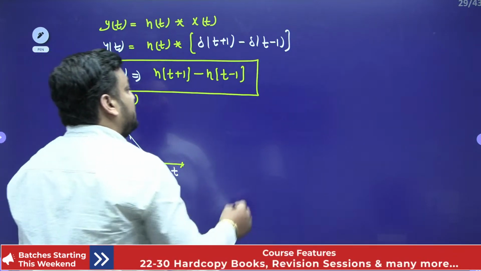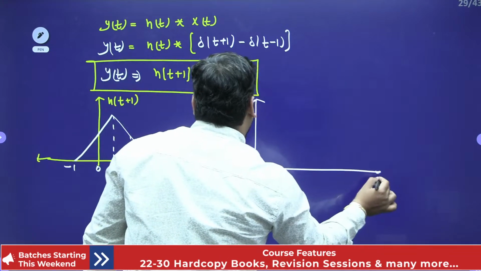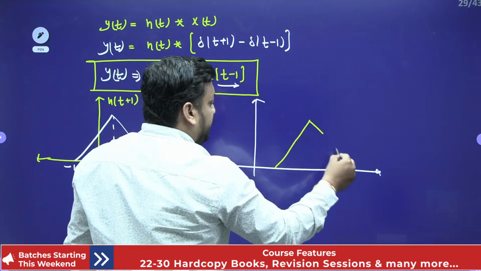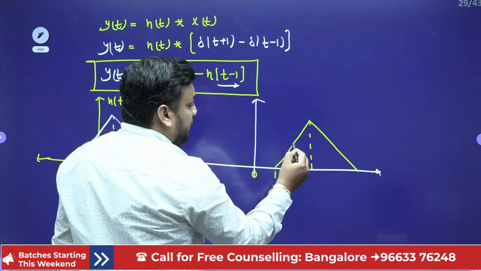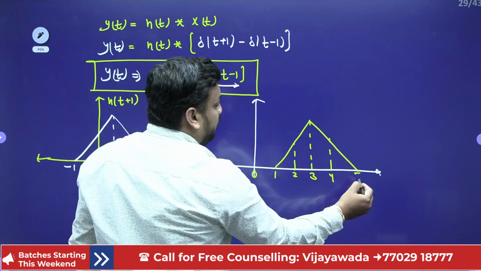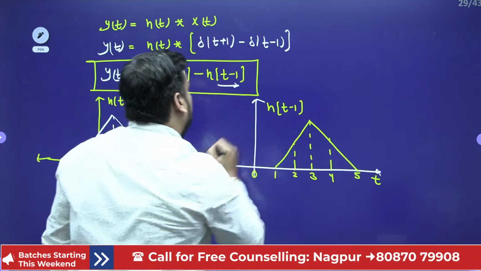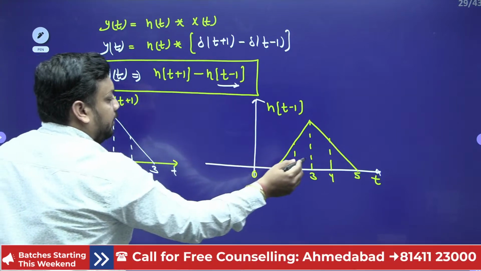Similarly, student, h(t minus 1) also you are making. Do you know h(t minus 1) is nothing but a right hand side shift. So now the signal is going to be shifted to the right by one distance. Now the midpoint will be, this is my 2, this is my 3, this is my 4 and this is my 5. So this is the diagram of h(t minus 1). And this is the diagram of h(t plus 1) with respect to t.